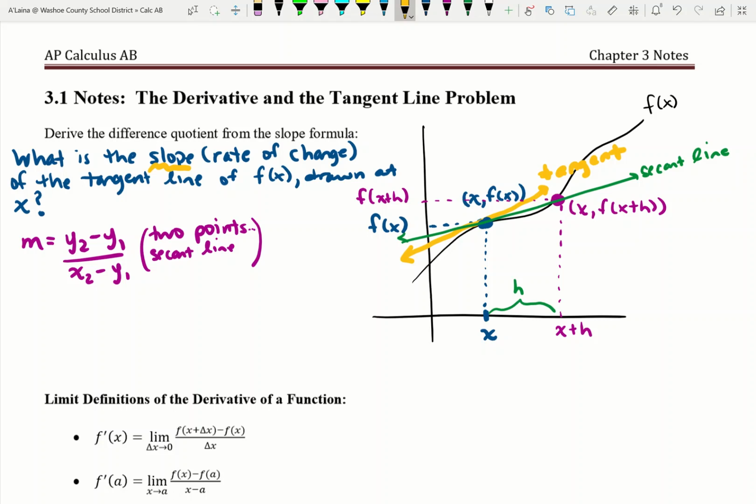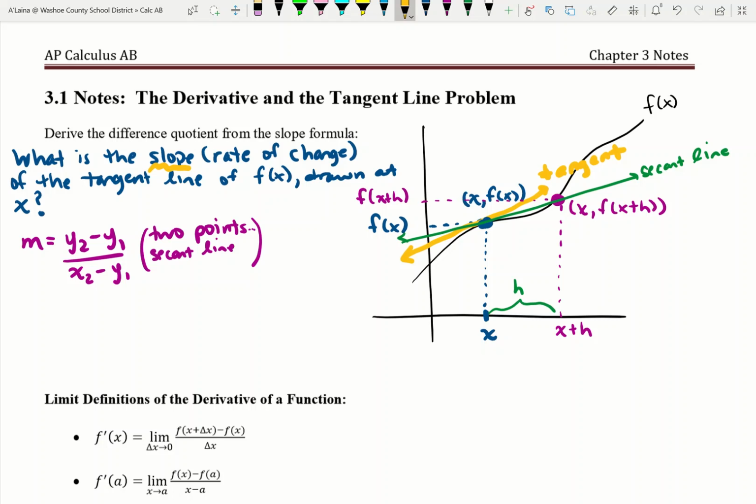But if I knew the coordinates for the 2 points on the secant line, I could find the slope of that. And in fact, you might notice that the secant line and the tangent line, their slopes aren't totally different from each other. They're closely related. So the question that I have is, how could we perhaps make the secant line slope closer to the tangent line slope?